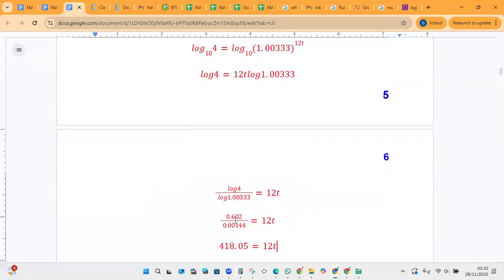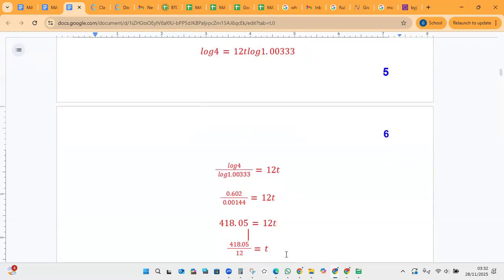So we work this out. We'll calculate what is log of 4. We're supposed to get 0.602. Check it out. We work out what is log of 1.00333, and we're supposed to get 0.001444. And we divide those two, and we get 418.05.